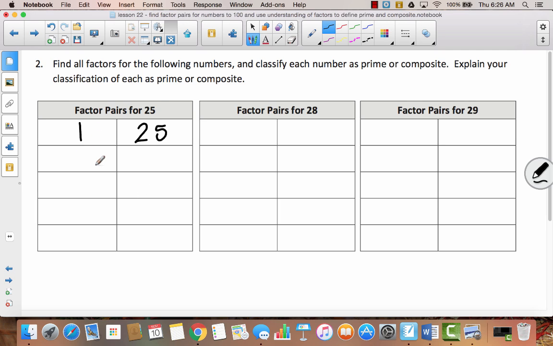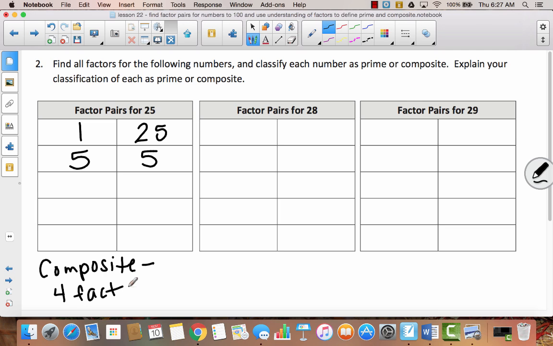But there's nothing times 2, nothing times 3, nothing times 4. The only other factor that I can think of would be 5 times 5. So if I went through all the other numbers, nothing else would equal 25 except 1 times 25 and 5 times 5. So would this make 25 prime or composite? Well, it is composite, and it says that I have to explain my classification, so I'm going to explain that it has 4 factors.